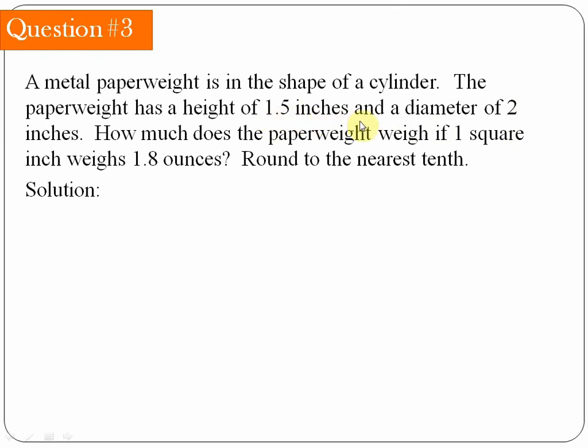1.5 inches is the height, and the 2 is the diameter, so the radius is 1 inch. So we just put the values in the formula, pi r square h, where 1 is the radius. Now we got the answer: 4.7 cubic inches is the total volume of this paperweight cylinder.